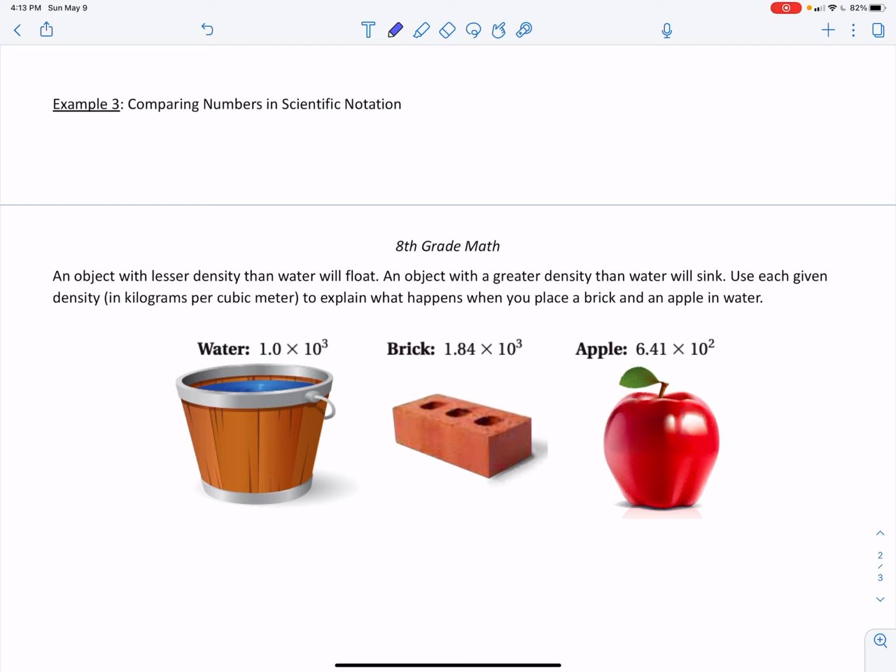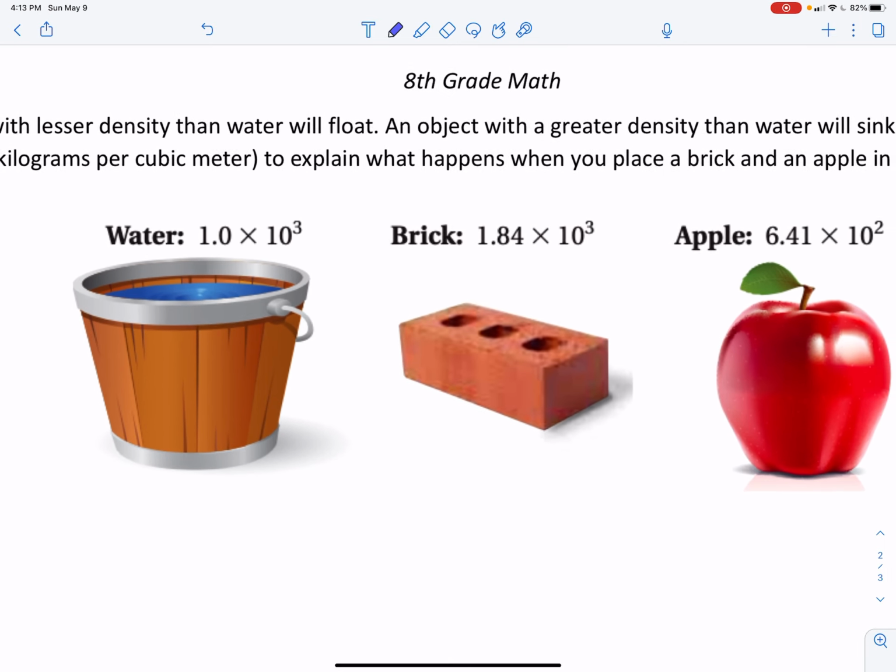So some of you may be like, well, duh, this is obvious. Brick is going to sink and apple is going to float. I really don't need to do math to know that, Mr. Kim. But I want to encourage you to always prove to me that you know, not just show me because you think it's going to be. Always prove to me that it is the case. So that's what we'll do. So let's take a look here.